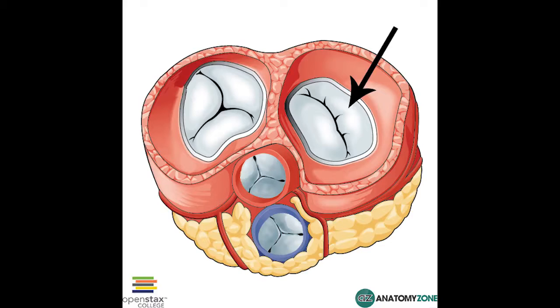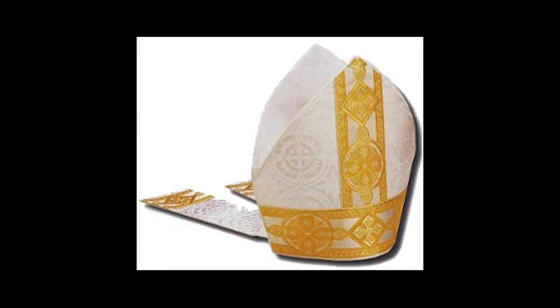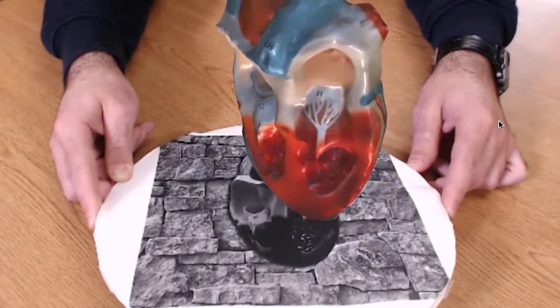The bicuspid valve only has two flaps that open and close, and for that reason it's sometimes referred to as the mitral valve because it looks like a mitre, which is a hat with two large flaps or points that sometimes the Pope wears or other clergymen wear. So it's the mitral valve or the bicuspid valve.